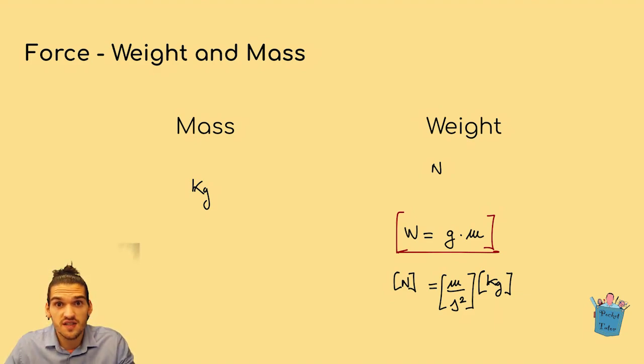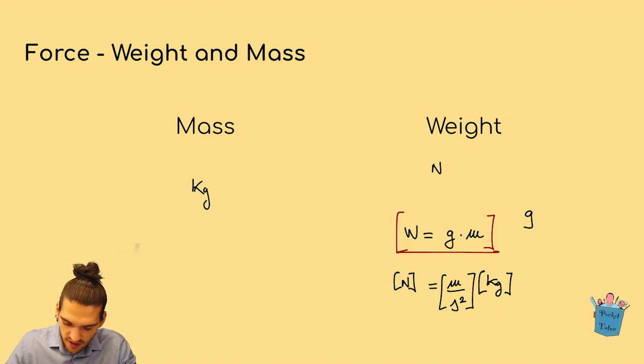And g is a constant. Well, g on Earth is a constant. Then on different planets we would have different values for g. But on Earth it is equal to 9.81 meter over second to the second power.